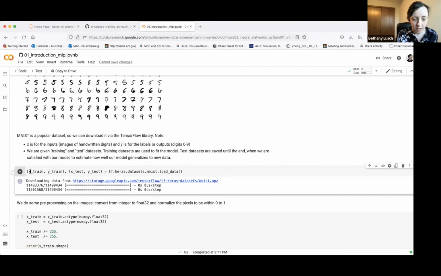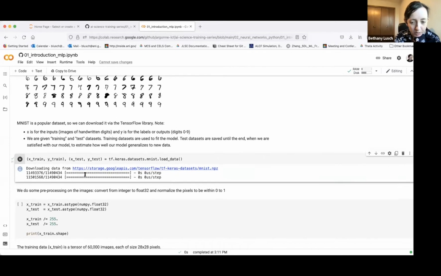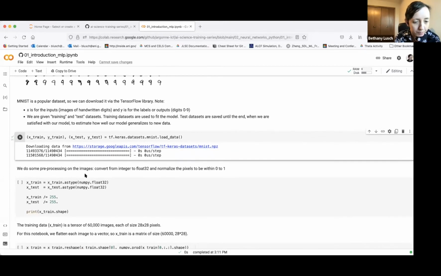Now, by convention, we're going to call the inputs X and the outputs Y. And again, the inputs are the images and the outputs are the labels 0 through 9. And this convenient function already has the data split between training and test. The training data is what we use to fit our function, and the test data we hold out until the very end. We use it to estimate how well our model will generalize to new images.